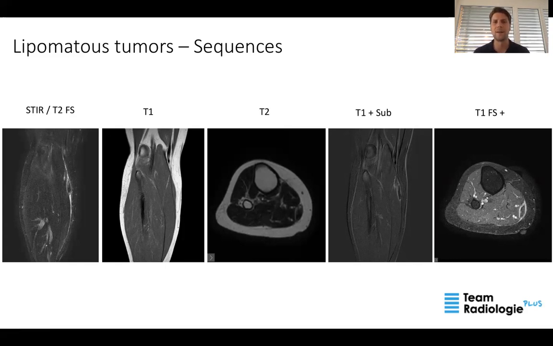But of course, in many cases, you will not have all of these sequences available because in many cases, lipomatous tumors will be an incidental finding on a scan that was performed for other reasons. So in these cases, you have to decide if the sequences you have are sufficient to provide a specific diagnosis. If they are not, you have to recall the patient and do additional imaging.